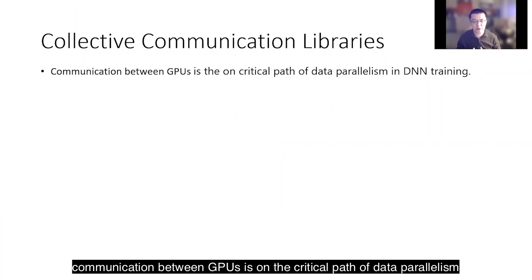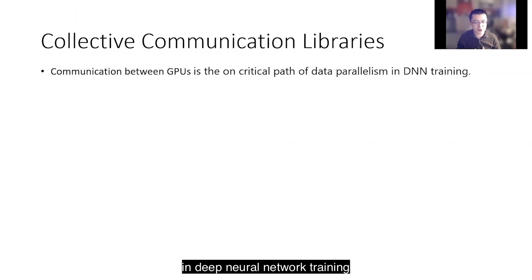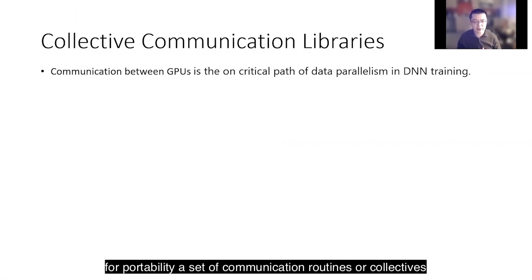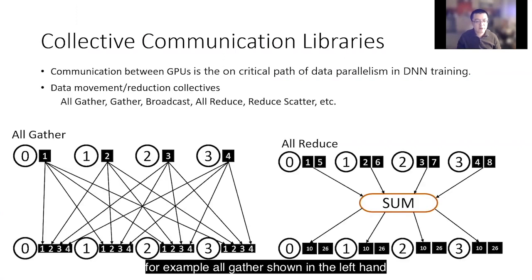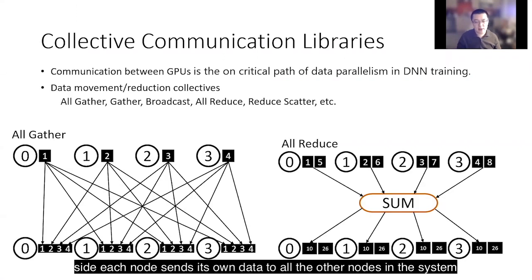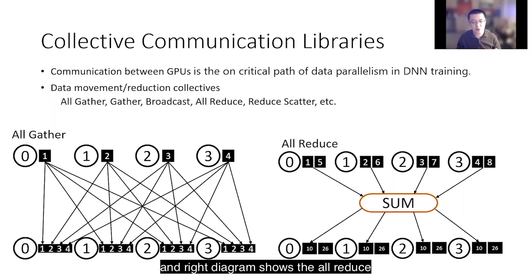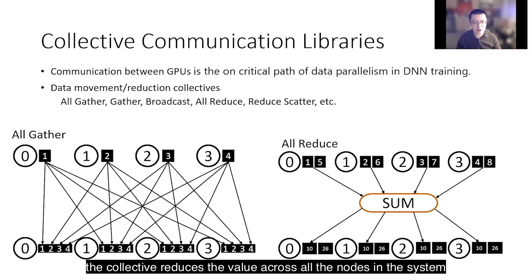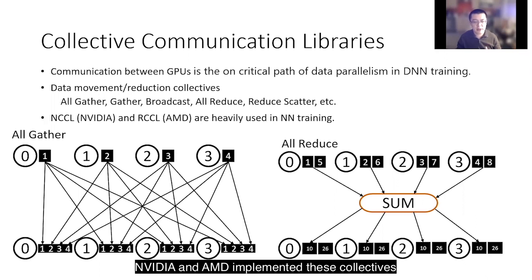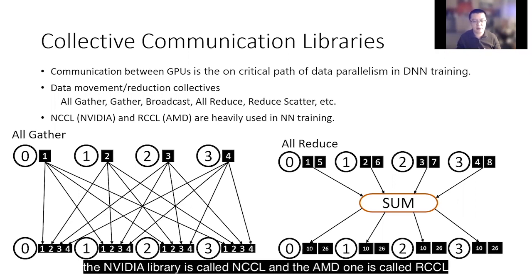Communication between GPUs is on the critical path of data parallelism in deep neural network training. For portability, a set of communication routines or collectives are widely used to abstract the common communication patterns. For example, AllGather, shown on the left-hand side: each node sends its own data to all the other nodes in the system, and the right diagram shows the AllReduce. The collective reduces the value across all the nodes in the system and then distributes the results to each node. NVIDIA and AMD implemented these collectives, optimized them, and shipped them as libraries. NVIDIA's library is called NCCL, and the AMD one is called RCCL. Those two libraries are heavily used in today's neural network training.